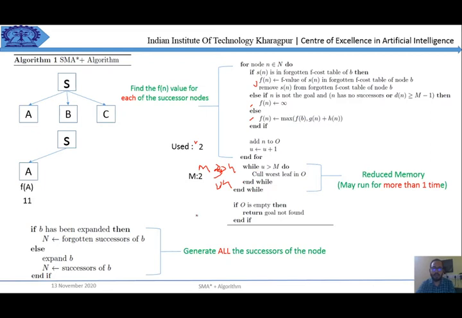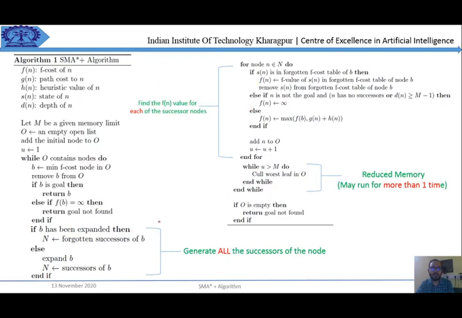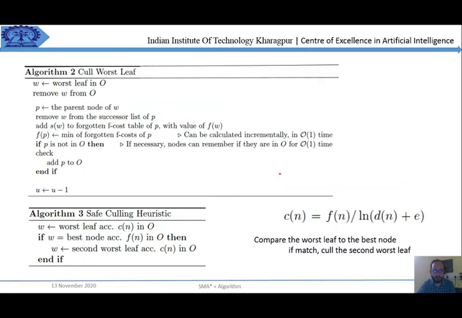So there are three differences. First, it generates all successors, whereas SMA star generates them one by one. Since SMA star generates one by one, it updates the value of fn of each one by one, but here it generates all its successors and updates all their fn values. Then it checks whether it meets the particular memory requirement or not. If it is not meeting the memory requirement, then it will keep on culling until this condition is satisfied.